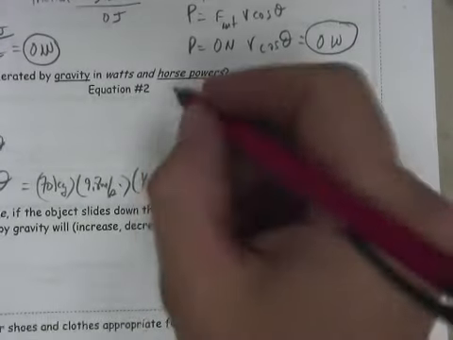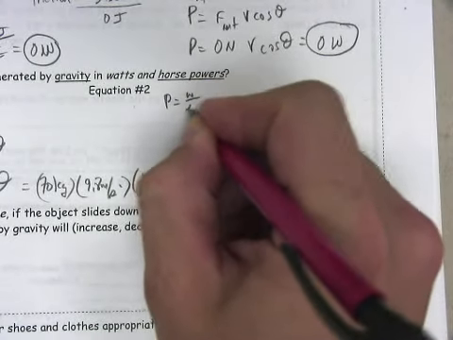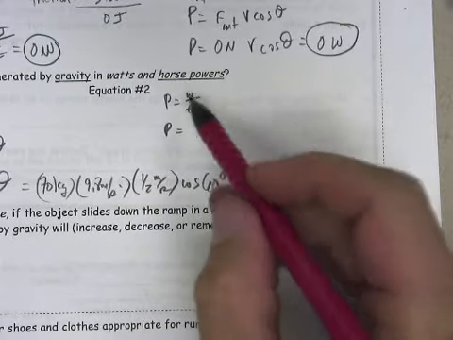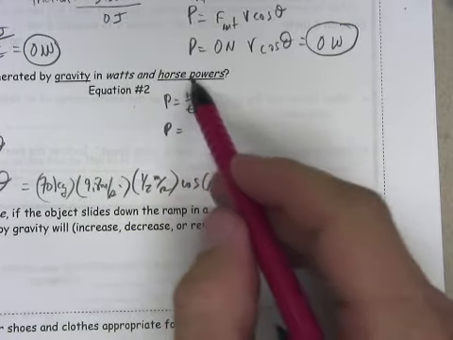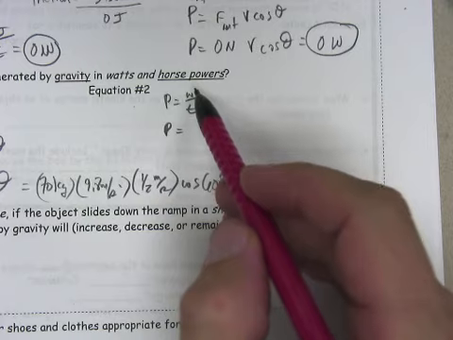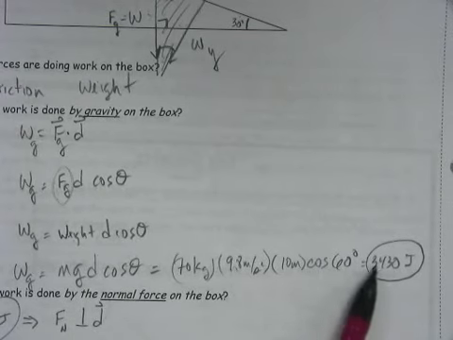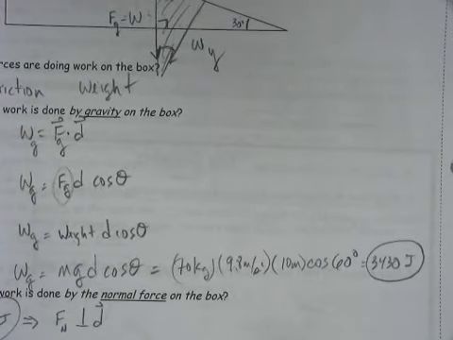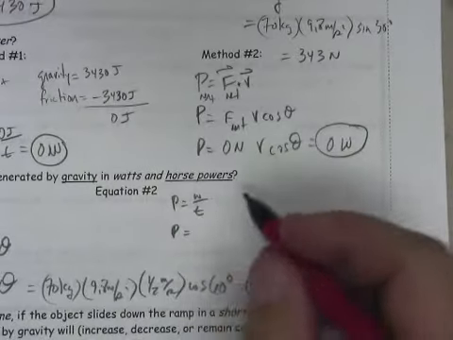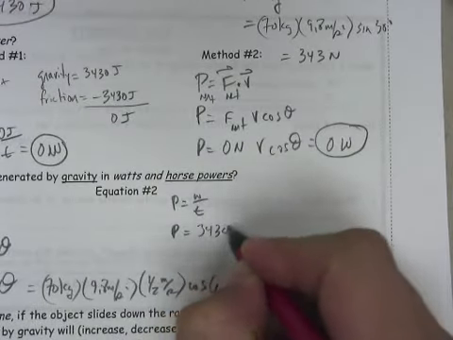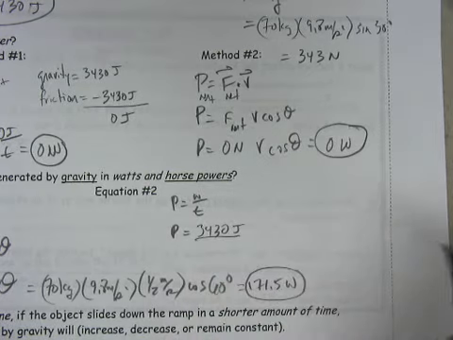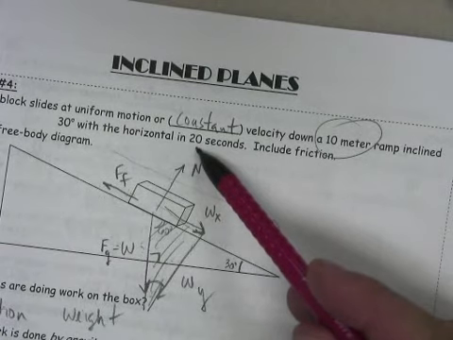Okay, the next equation. Power is work over time. This is the one you probably use most often. So if we want the power generated by gravity, we have to use the work done by gravity. I think we've calculated that. If we go back to part C on the first page, this 3,430 joules was the amount of work done by gravity. So I can plug that in: 3,430 joules divided by the time. Let's go back over here, and I think the time was 20 seconds.